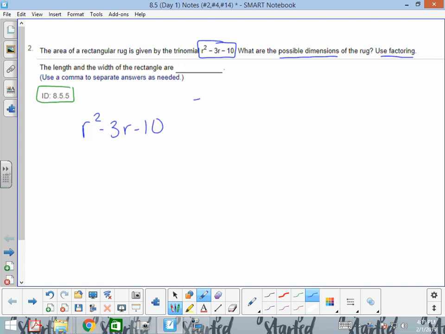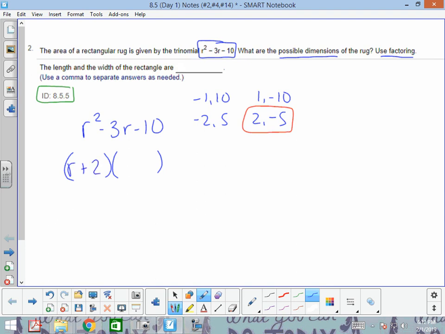So the factors of negative 10, okay, and we want the one that adds up to be negative 3. So that would be those. So this is going to be r plus 2, r minus 5. Now remember, check by using FOIL.